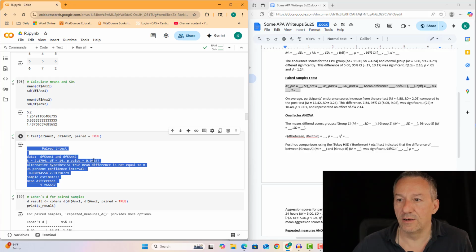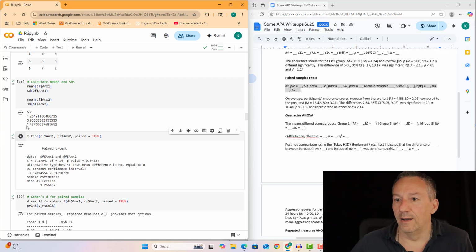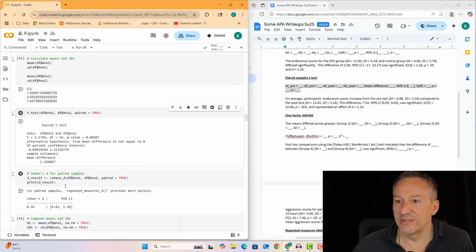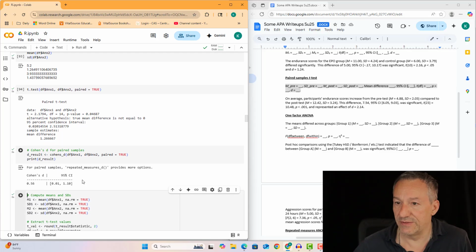Our t statistic, our degrees of freedom, p, just like in SPSS, just barely under that 0.05. Our confidence intervals totally make sense, 0.02 to 2.5, so they don't overlap with 0, but it was super close, and that's why it's just barely significant. It's just barely less than 0.05, let's say it that way. And yeah, the mean difference between 5.2 and 3.9 is 1.26. Get our Cohen's d, just like with the other ones, shift enter, 0.56, just like in SPSS.